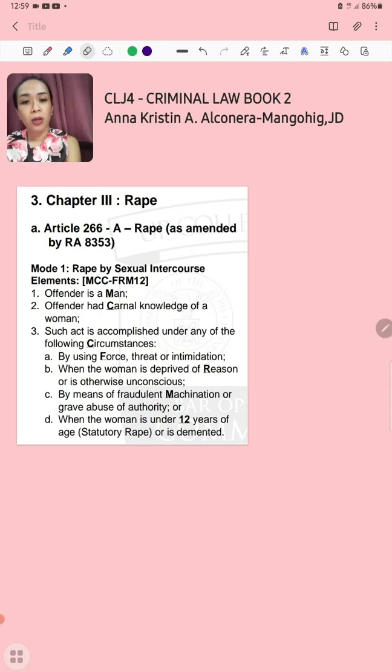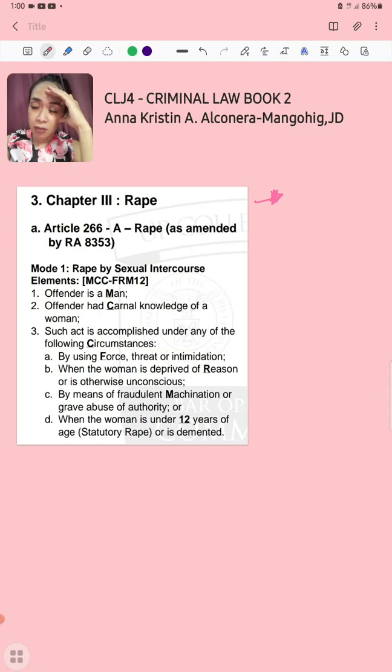because the original provision under the Revised Penal Code of rape has been amended. Kasi dati, ang rape under the Revised Penal Code is a crime against chastity. But now, because of the amendment, it is now under crimes against persons.